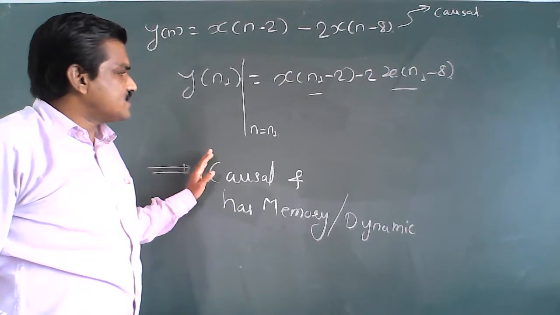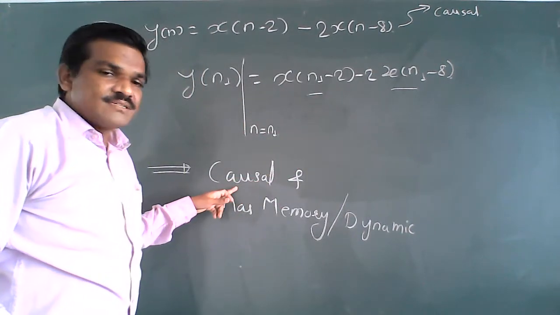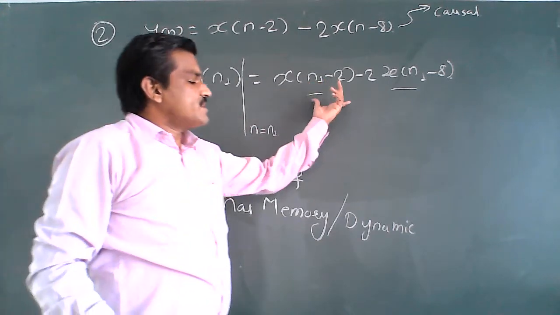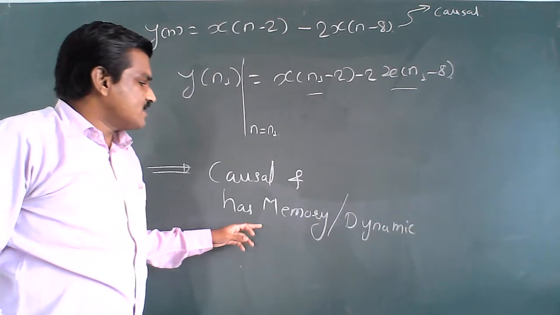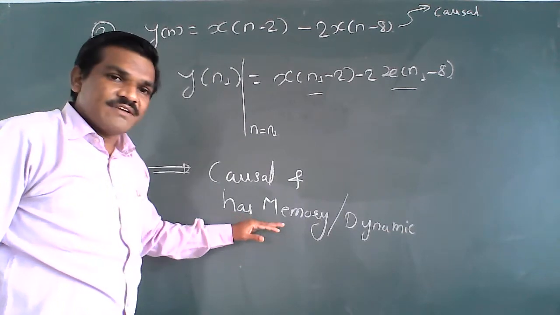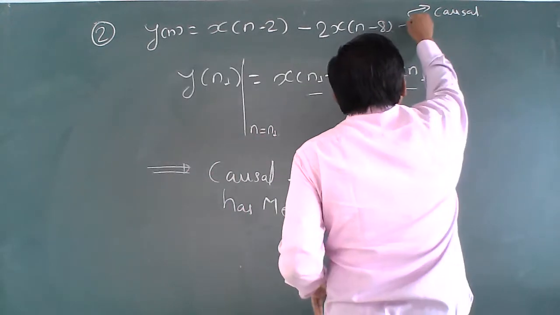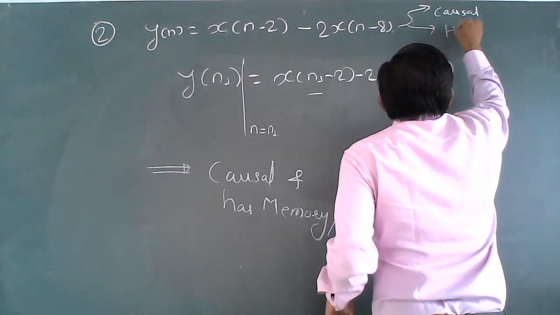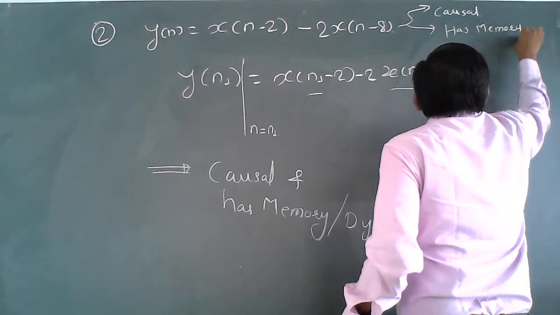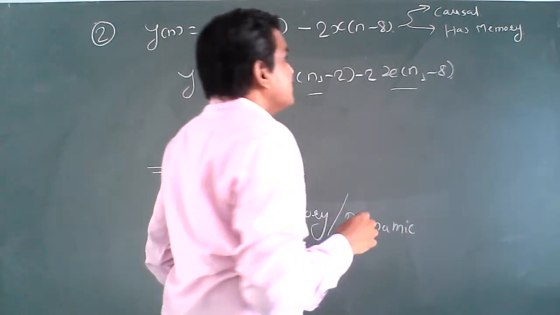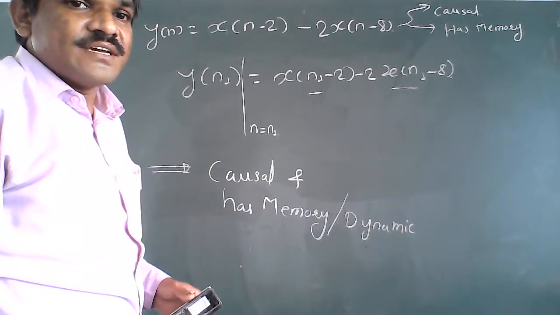So in this case, the system output depends upon the past input, so we are calling this system a causal system. Since the output depends upon the past input, we call it a system which has a memory, or we can say it is a dynamic system. So this is a causal system, and I will write it as having memory, or a dynamic system. Fine. Let us go for the third property.